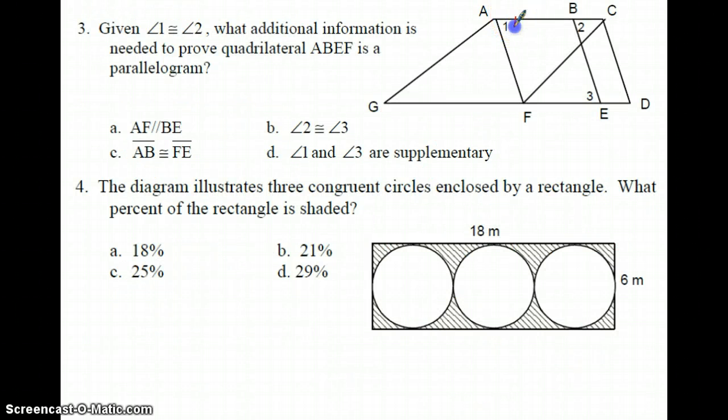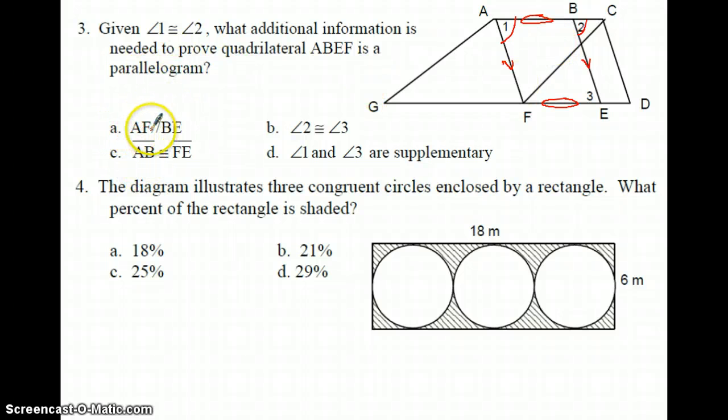Alright, number 3. If 1 is congruent to 2, what else do you need to know in order to prove that ABEF is a parallelogram? Well, if 1 is congruent to 2, then you know BE and AF are parallel because of corresponding angles. There's some stuff here that has to do with angle 3, so let's think about that. If 2 and 3 were congruent, I have AIA. Basically, what I need to be able to prove here is why is that parallel to that? And I need to know that in order to meet the definition of parallelogram.